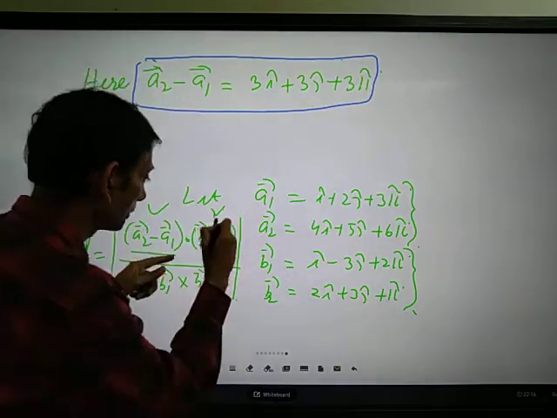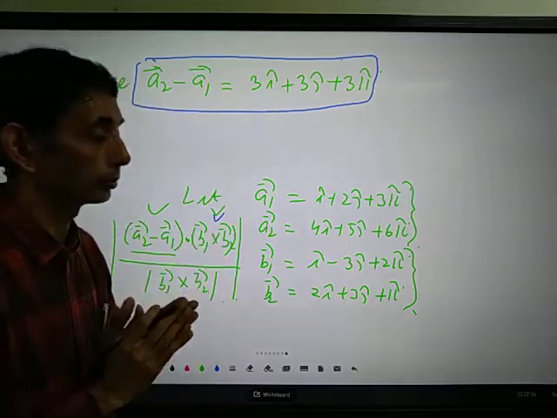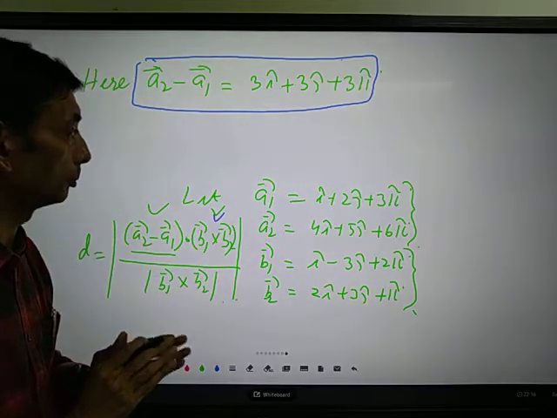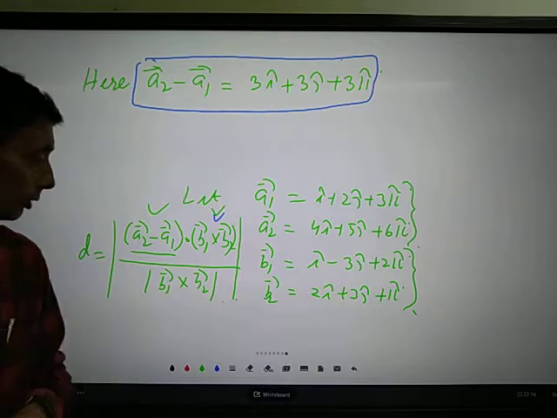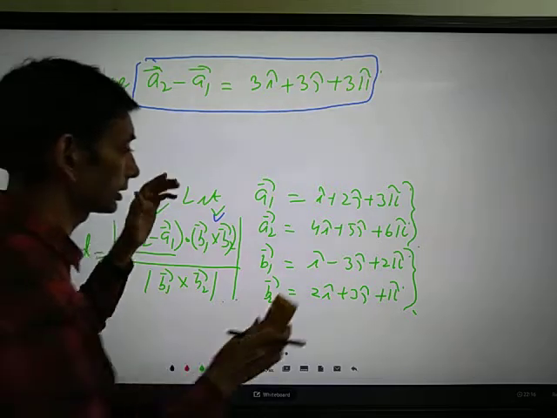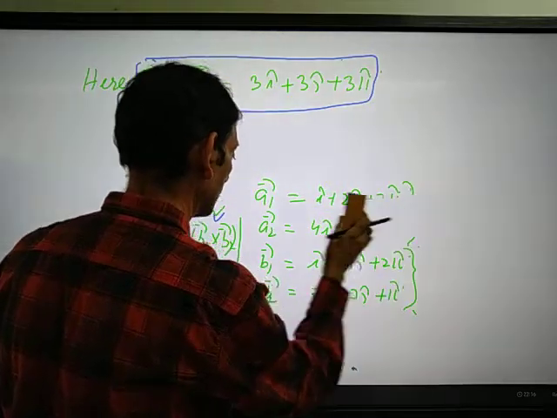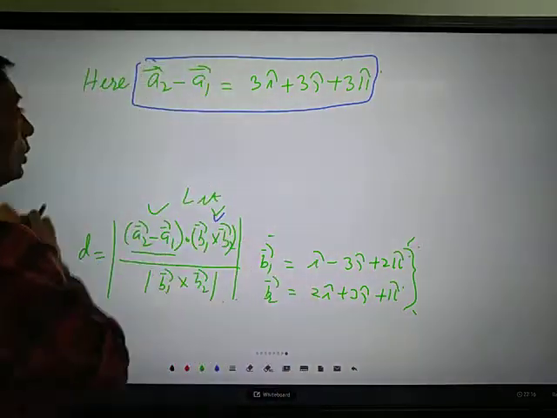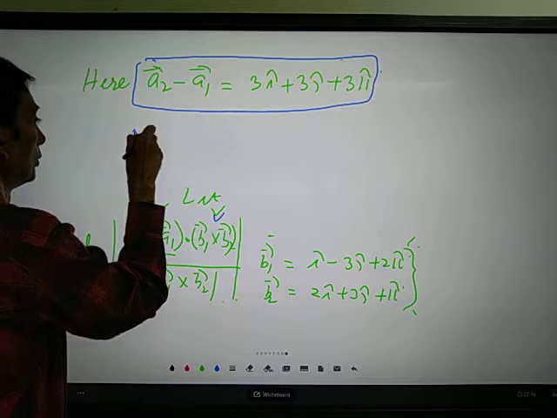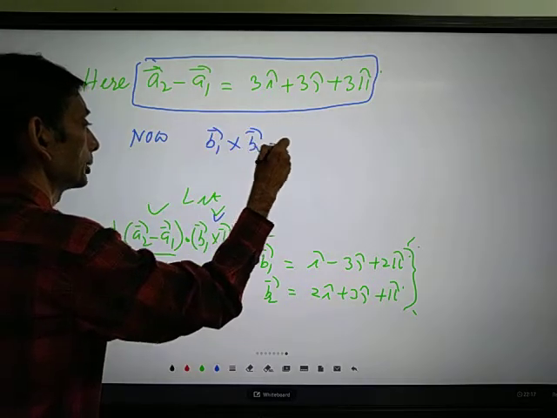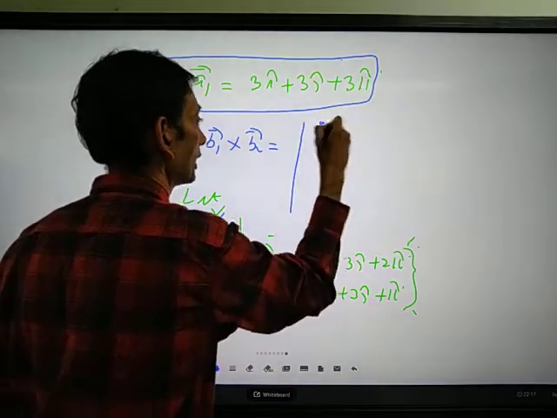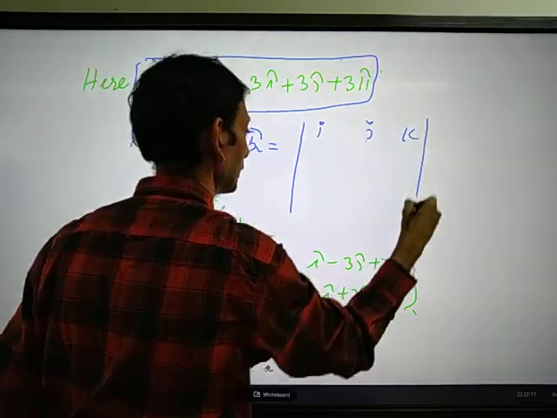Next step, you first need B1 cross B2. We'll just find out B1 cross B2. Okay? So B1 cross B2 we can find out. Since we got this, we can remove this now. B1 cross B2 is i, j, k.